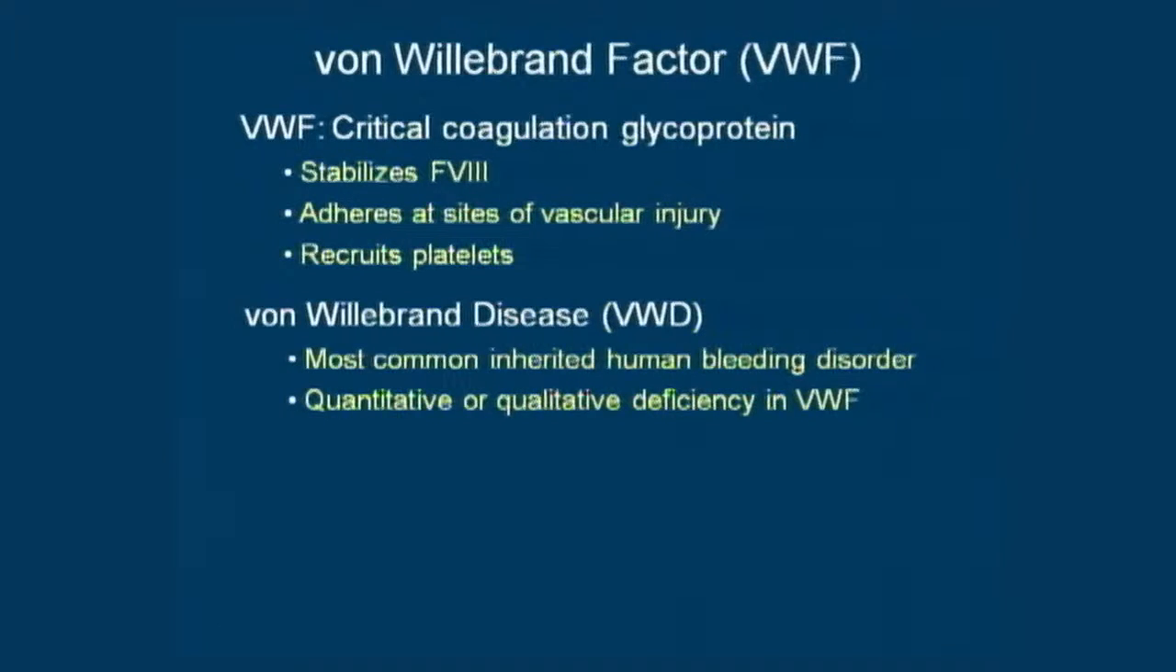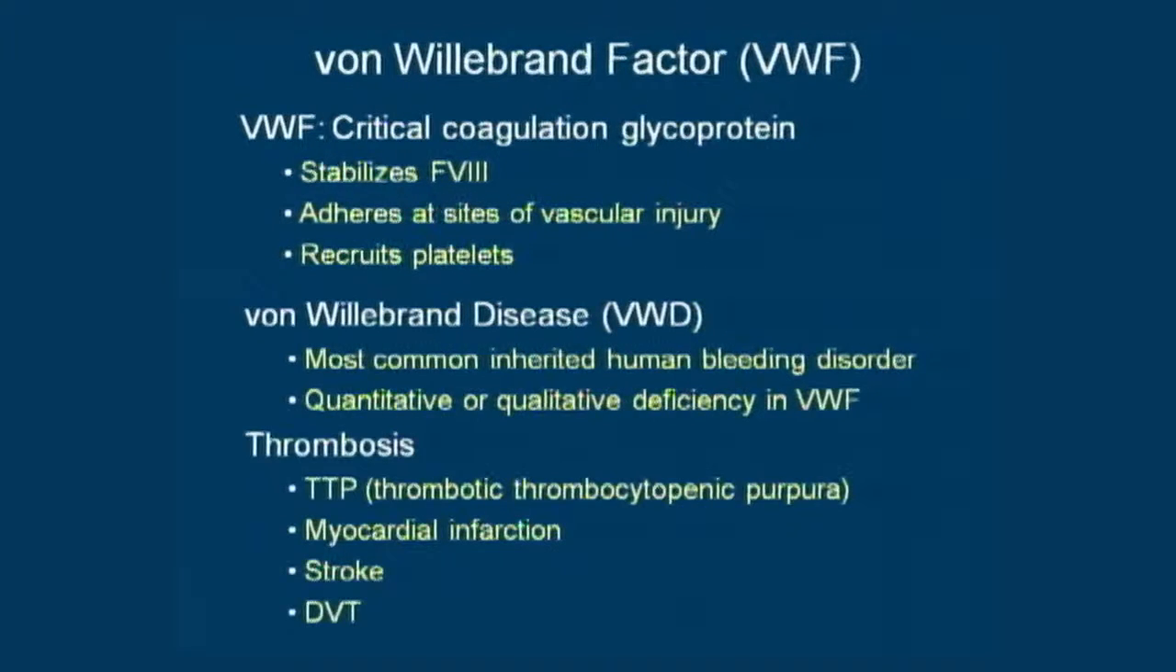So von Willebrand disease is the reason we know about von Willebrand factor, and it's named after Dr. von Willebrand. It's the most common inherited bleeding disorder, and the complexities of that we're going to get into later, but that's what brings it to the forefront. Von Willebrand disease is due to quantitative or qualitative deficiencies in the VWF molecule.